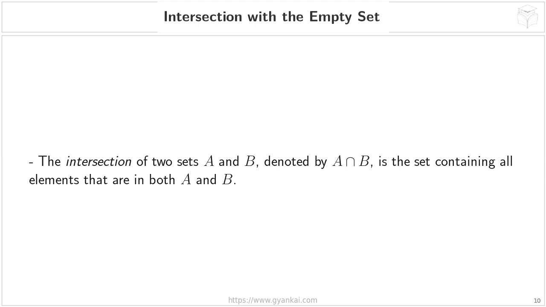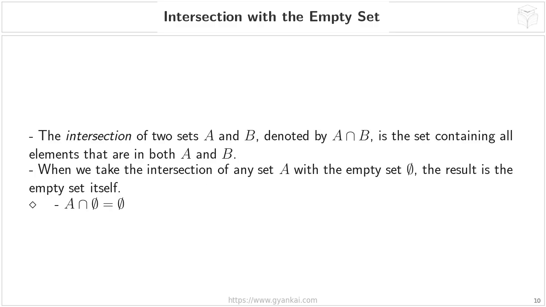The intersection of two sets, let's call them A and B, is a new set that contains only the elements that are present in both A and B. We represent this intersection with this symbol, A with a little upside-down U inside, that's read as A intersection B. So, A intersection B is the set of all elements that A and B have in common.